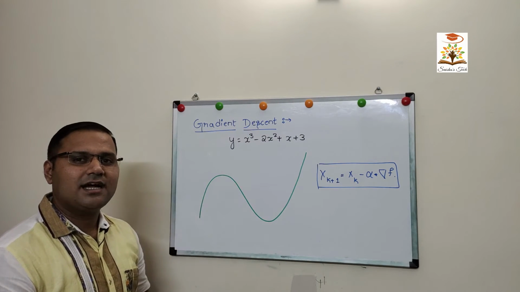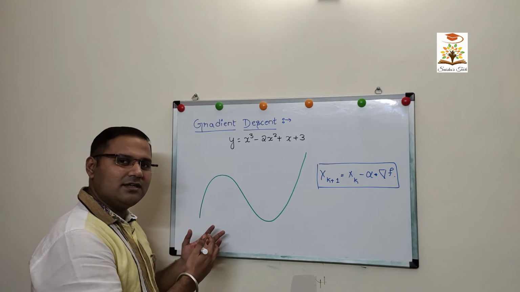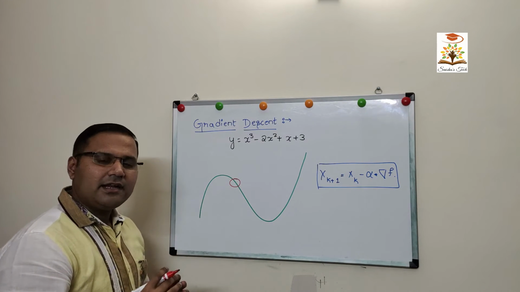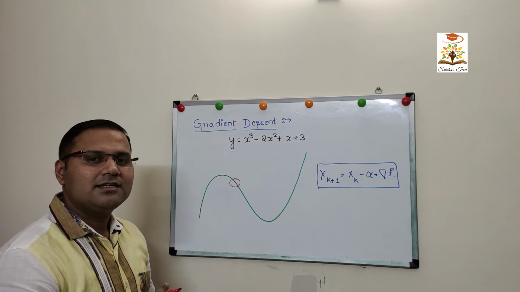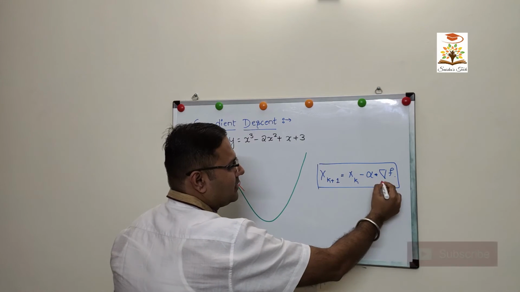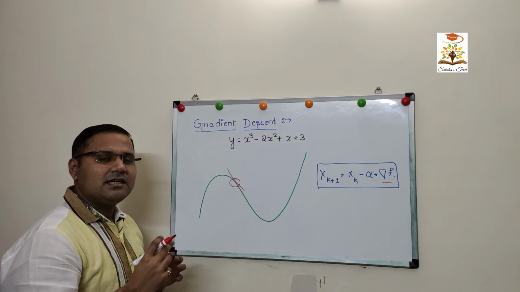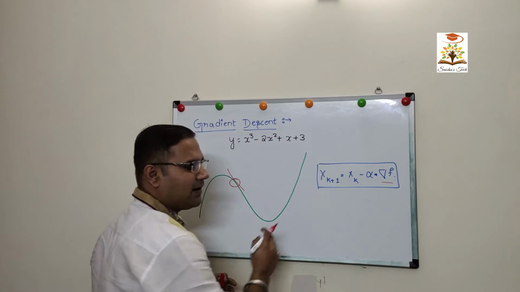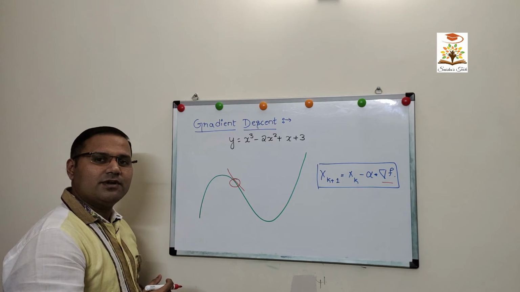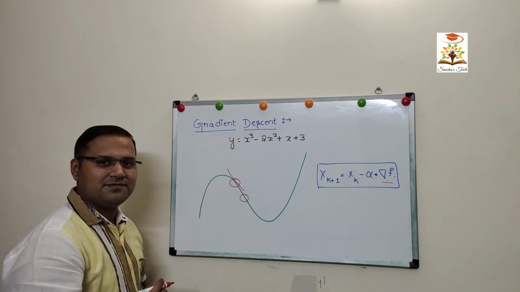Gradient descent always starts at a random point. Let us consider a random point on the curve. At a random point, we calculate the slope. This slope is represented by delta of f. With a learning rate, that is alpha, we calculate the next position, that is x of k+1. Consider we move to the next position.